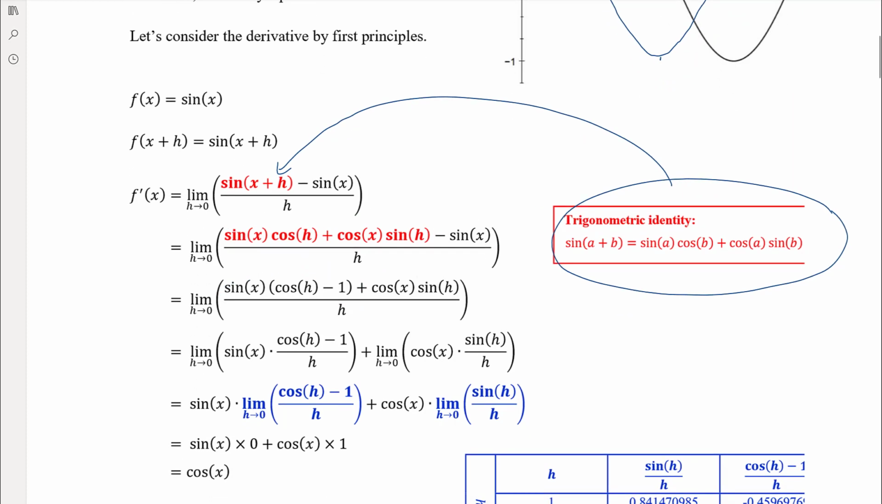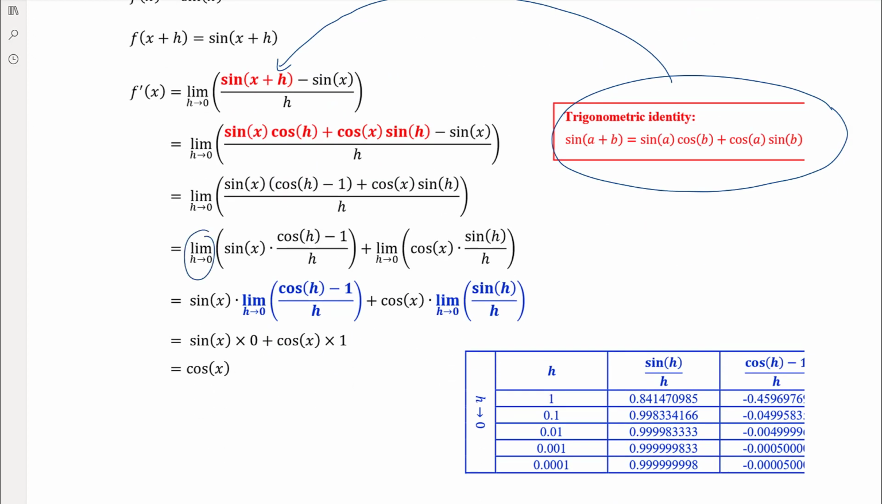Okay, so we're splitting it up into two separate fractions, dividing it down the middle here. So we've got sine of x times cos of h minus 1 over h, so that's all that happening there. And then I'm thinking about just taking out the cos of x separately because it's got nothing to do with h, times sine of h over h. And we're still taking the limit as h approaches 0.